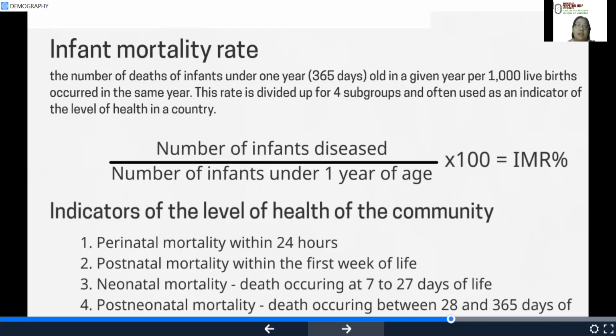So these would be indicators of the level of health of the community: perinatal mortality within 24 hours, postnatal within the first week of life, neonatal mortality, death occurring at 7 to 27 days of life, and postneonatal mortality, death occurring between 28 and 365 days of life. This is all included in your infant mortality rate, and we can separately compute the following as well.